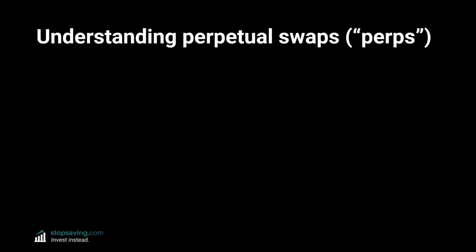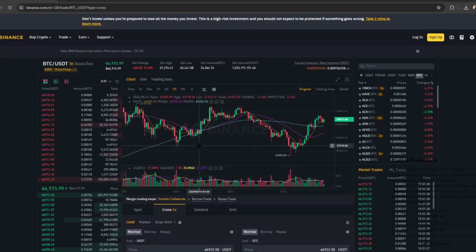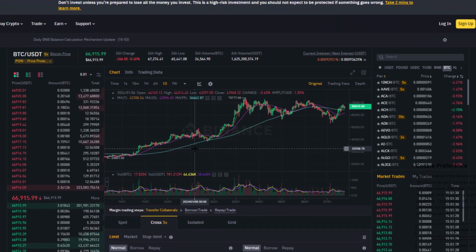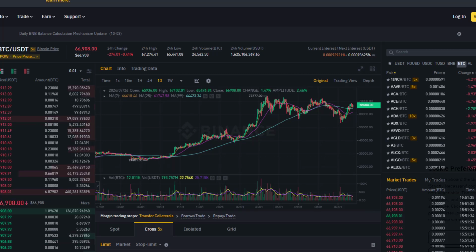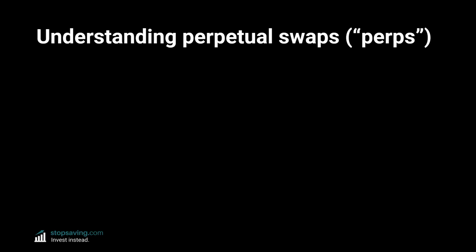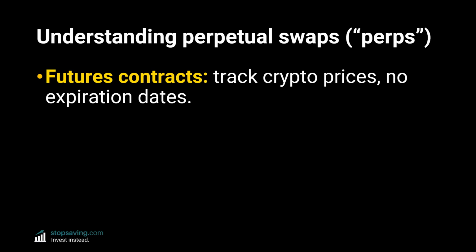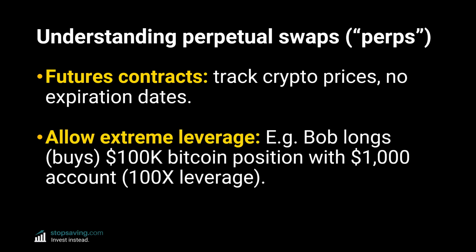So before we jump into the Funding Rate Heatmap, we first need to understand how perpetual swaps work in crypto. Perpetual swaps, or perps, trade on crypto exchanges like Binance and Bybit and track the prices of digital assets like Bitcoin and Ethereum. Perps are a type of futures contract, which is a type of derivative. Normal futures contracts have an expiration date, but not perpetual swaps because they're perpetual. Perps allow investors to trade crypto with extreme leverage.